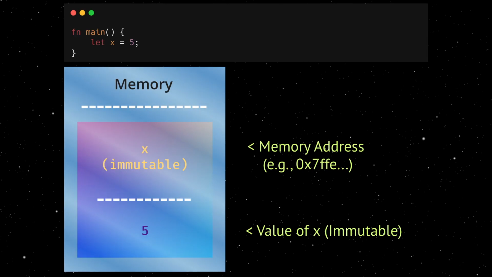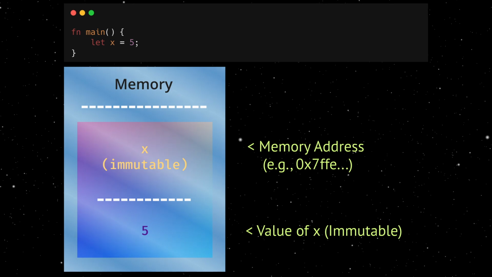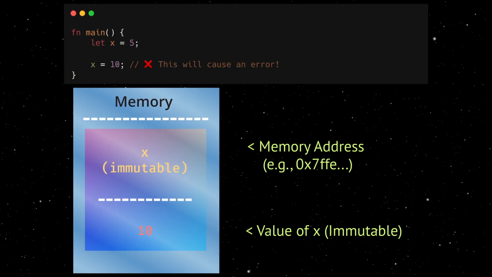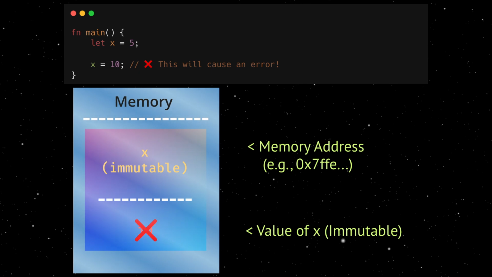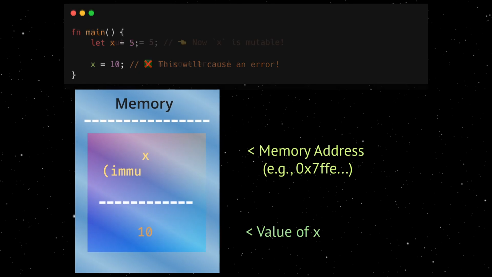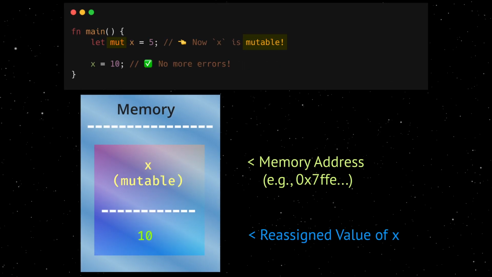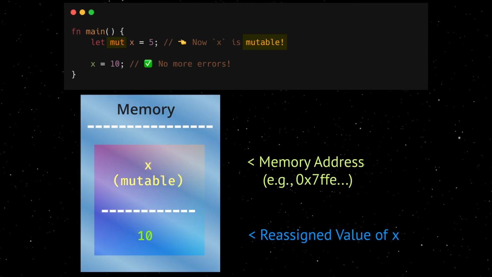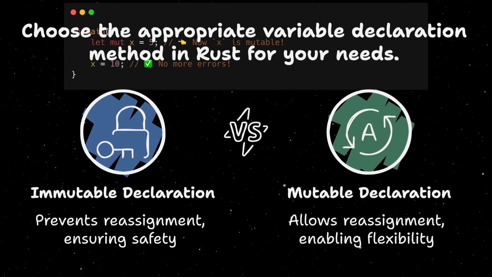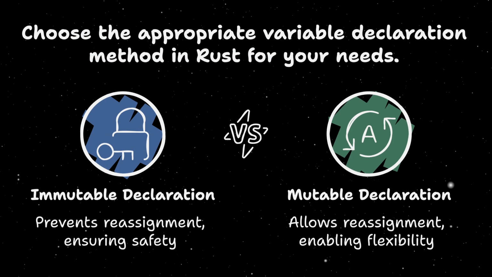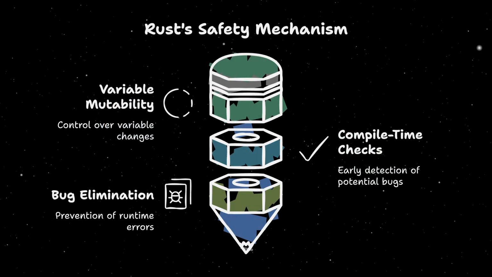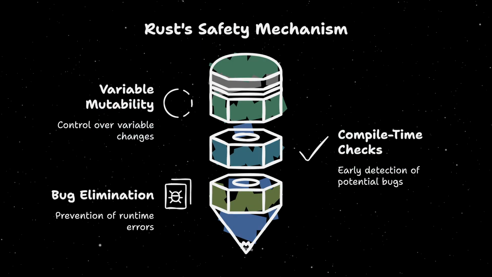Every variable in Rust has a fixed memory location, and Rust ensures that memory is used safely. When we declare let x equals 5, Rust allocates memory for x and binds it to the value 5. If we try to reassign x, Rust doesn't allow it because that would mean modifying a memory location we declared as immutable. However, when we use mut, we're telling Rust that we intend to change this memory location, so it allows reassignment. This strict control over variables helps Rust eliminate entire categories of bugs at compile time rather than at runtime. That's why Rust is so safe.